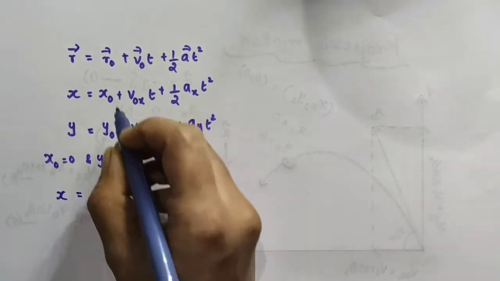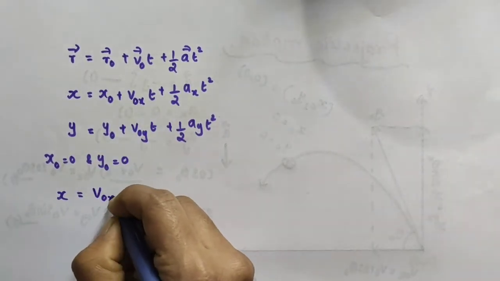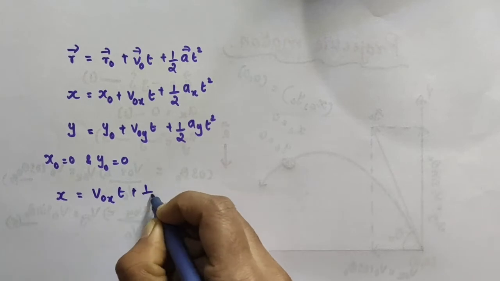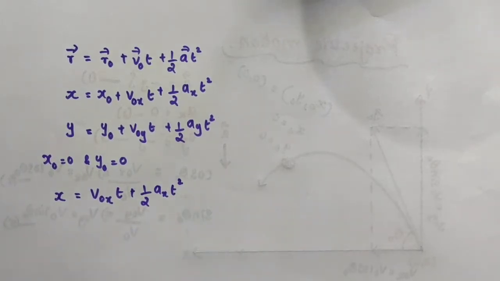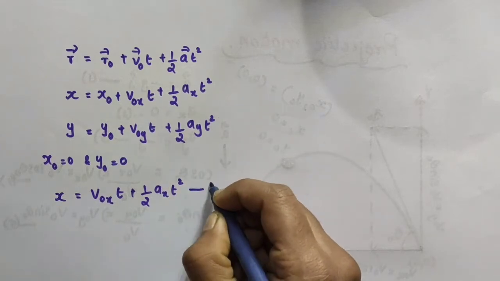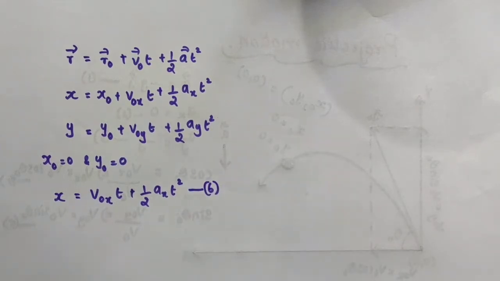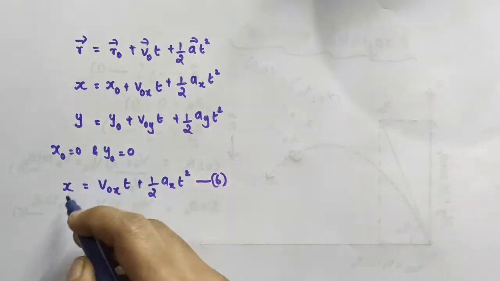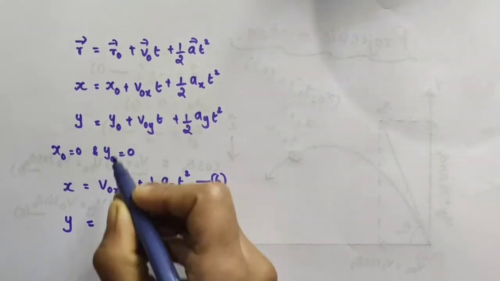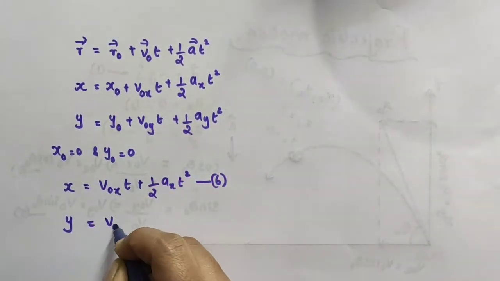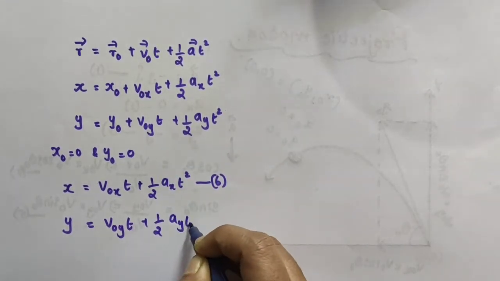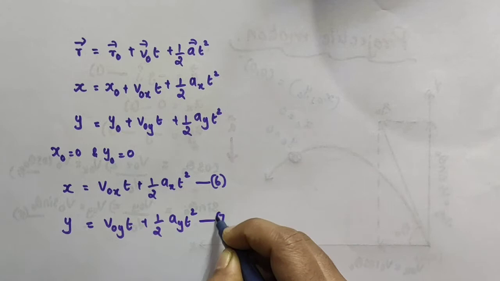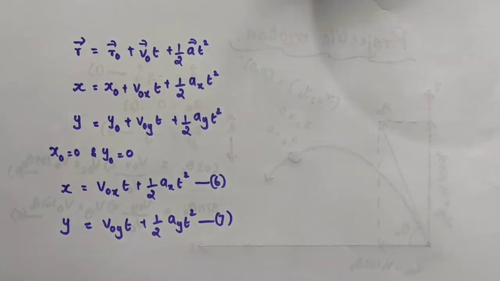x equal to x0, which is 0, so v0x into t plus half into ax into t square. I am taking this as equation number 6. Now from this expression, y equal to y0, which is 0, so v0y into t plus half into ay into t square. I am taking this as equation number 7.